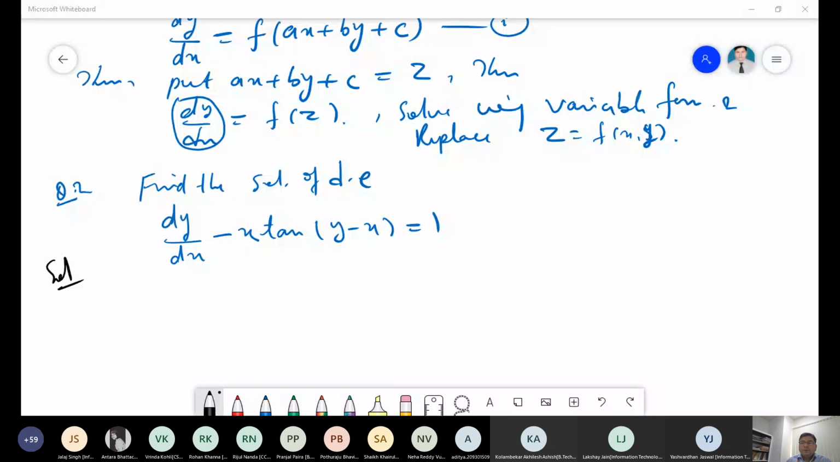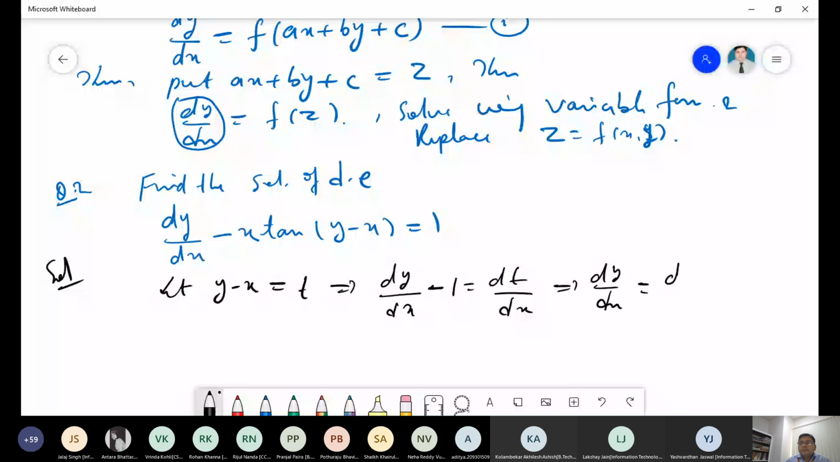So let y minus x equal to t. This implies dy by dx minus 1 equal to dt by dx, so dy by dx is equal to dt by dx plus 1. This is equation number 1.